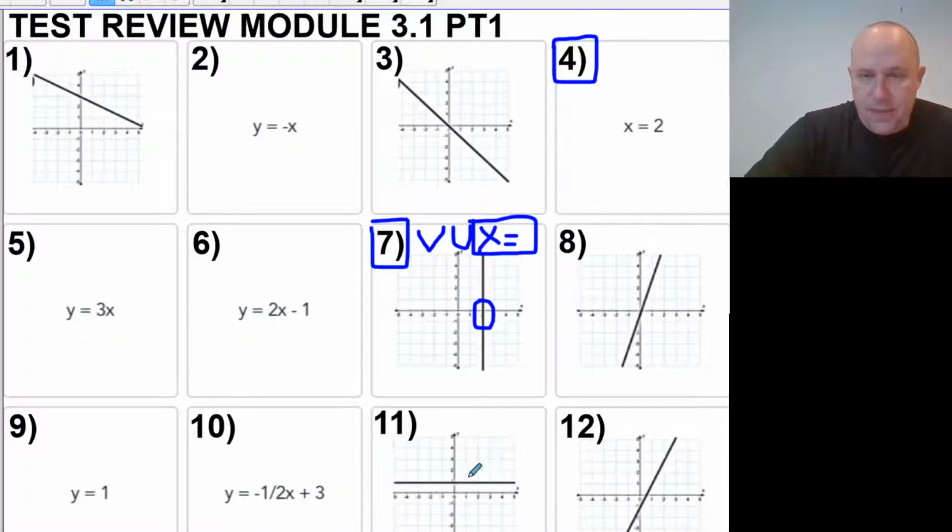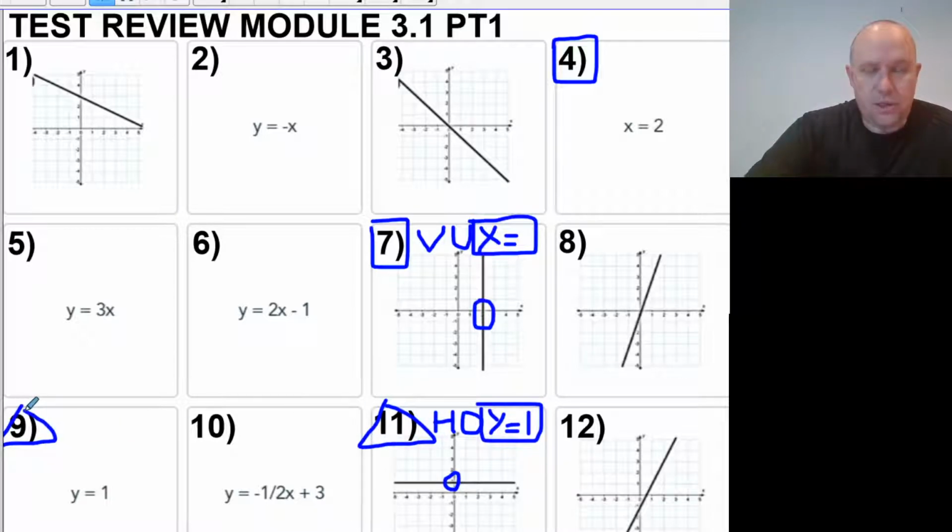For number 11, I can see this time I have a horizontal line, so H for horizontal, and then our other keyword that goes with this section is HOI. So HOI reminds us that, first of all, it has zero slope, that's the middle part, but it also reminds us that our equation is y equals. So look where it goes through on the y-axis, which is 1, and then we can pick those two together as well. So I'll draw a triangle for this one to show you that 11 and 9 go together.